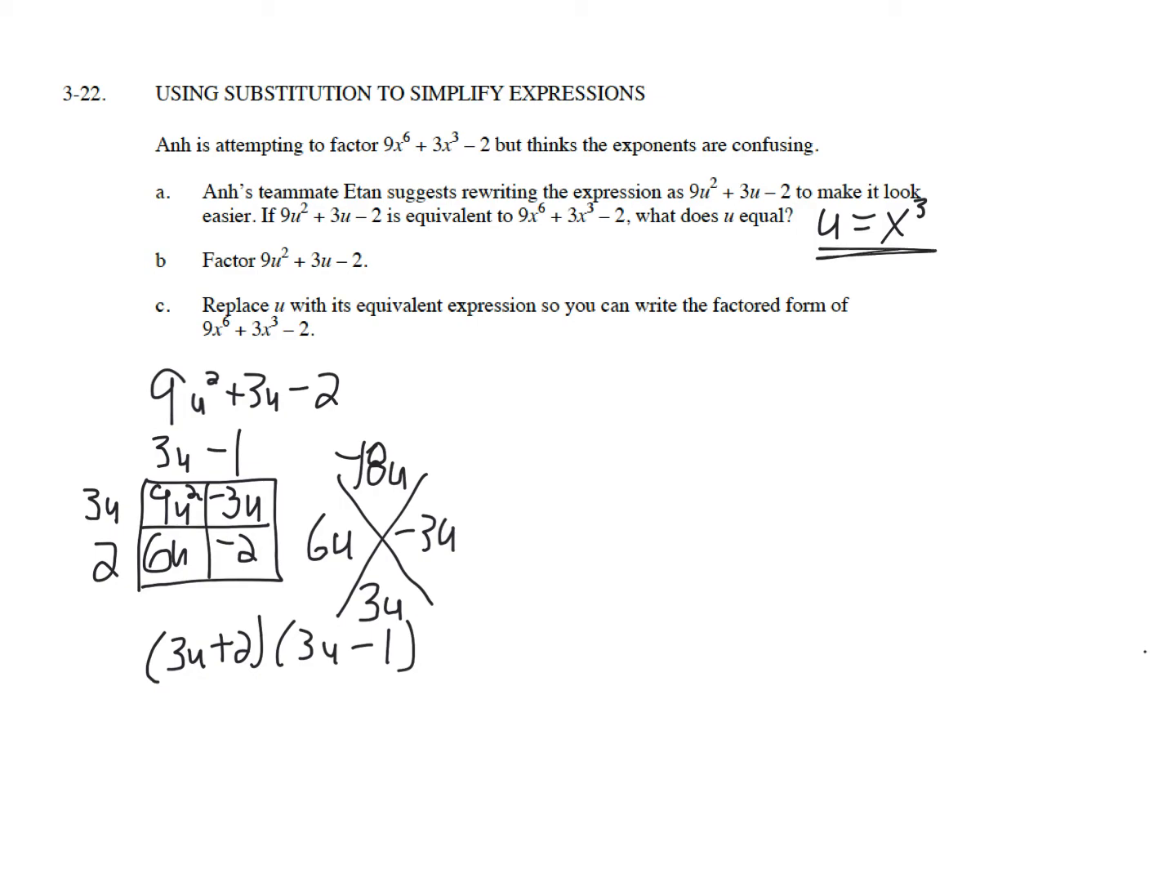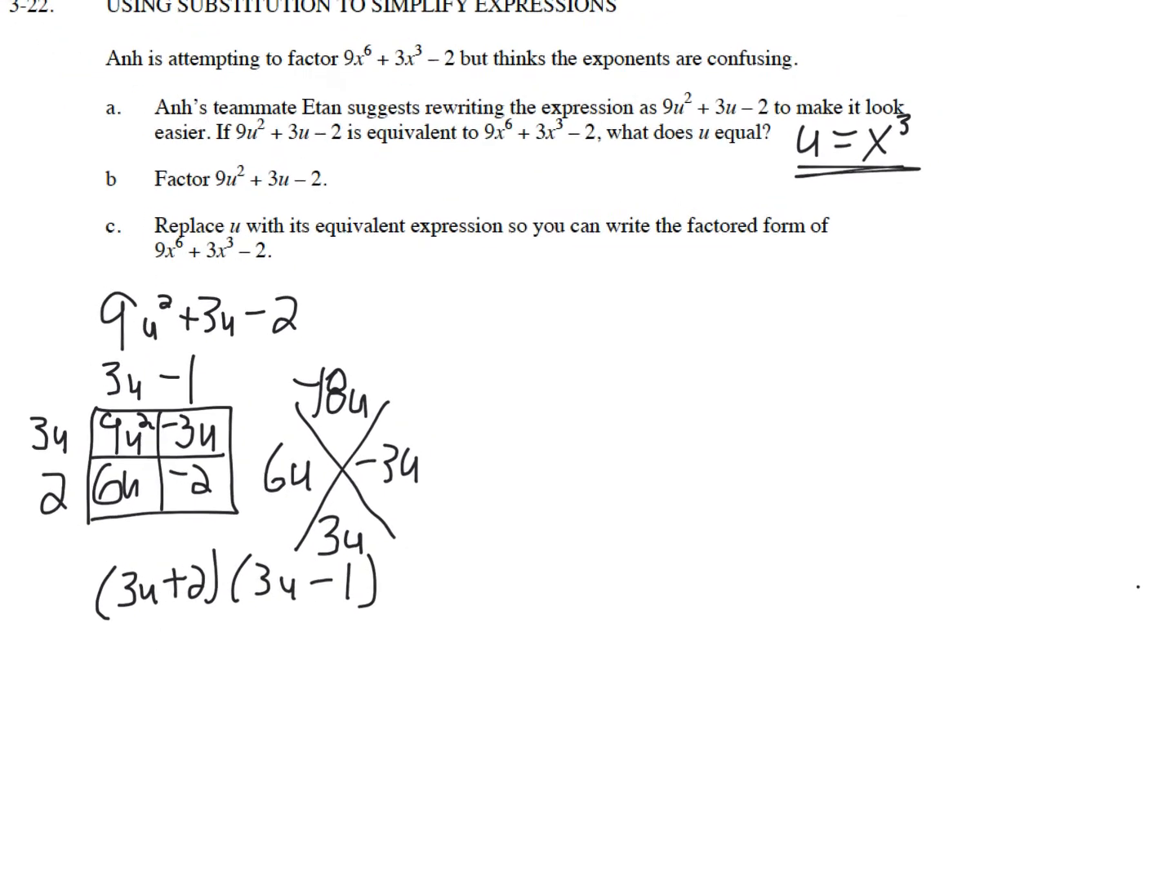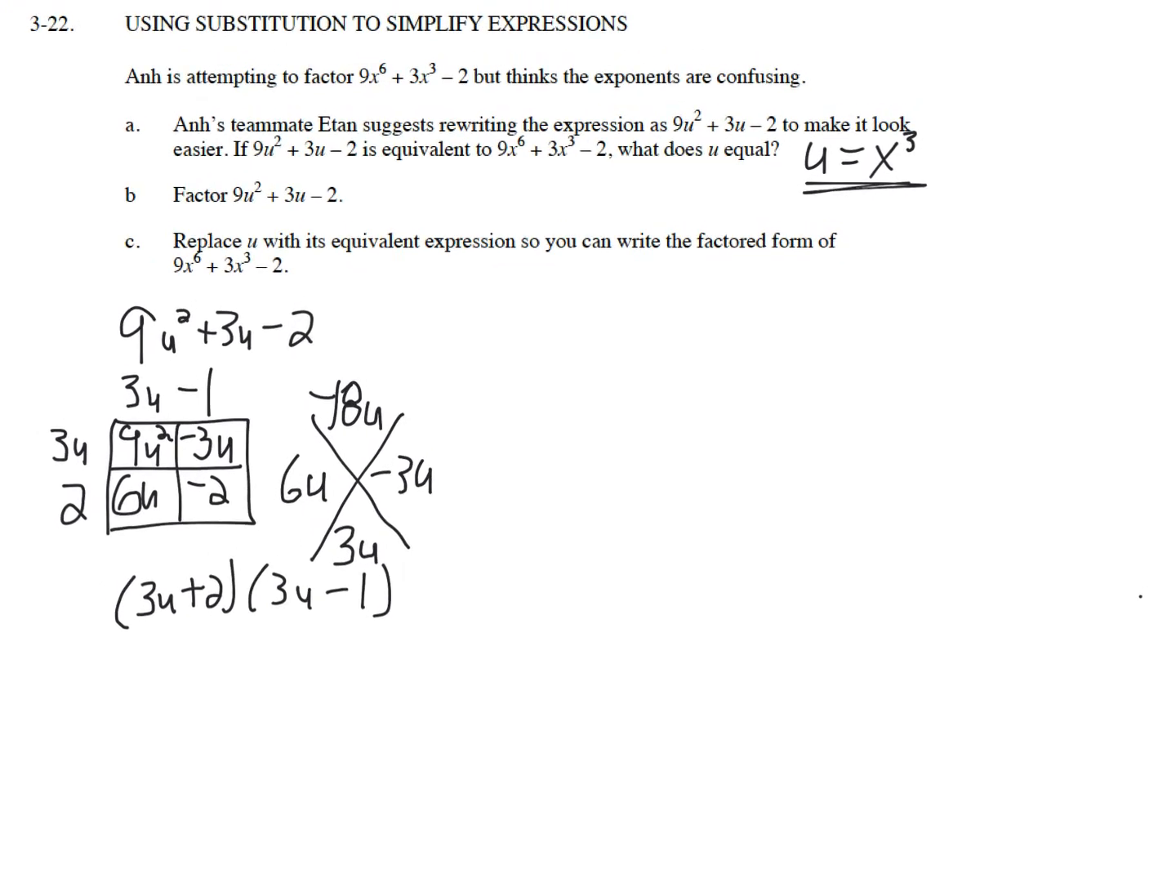Remember, u equals x cubed. So I'm going to rewrite this now as 3x cubed plus 2 times 3x cubed minus 1. On to the next slide.